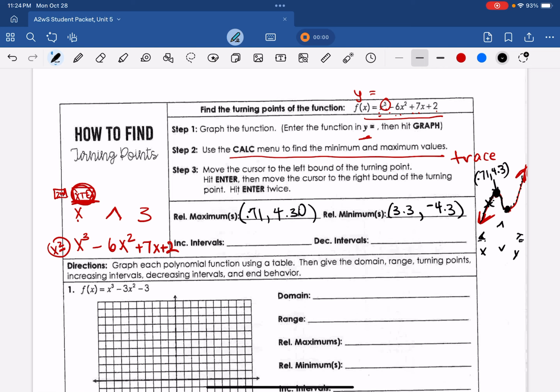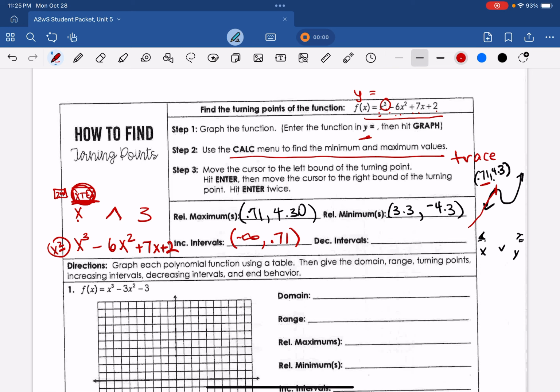All right, then we want to talk about our increasing intervals. So let me clean this up just a little bit. If we know that we've got 4.3, a graph that looks something like this, and this is 0.71, 4.3, then we're increasing. We're coming in from negative infinity, and it's increasing until we hit this point. Well, the x-coordinate of that point is 0.71. So our increasing interval is going to be from negative infinity to 0.71.